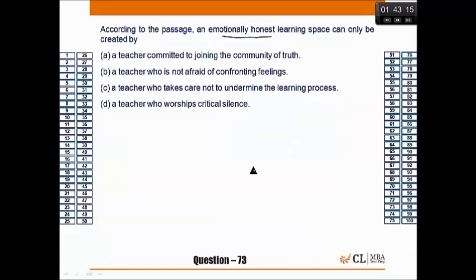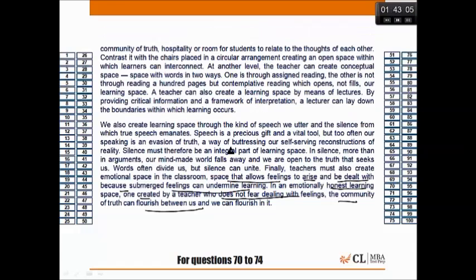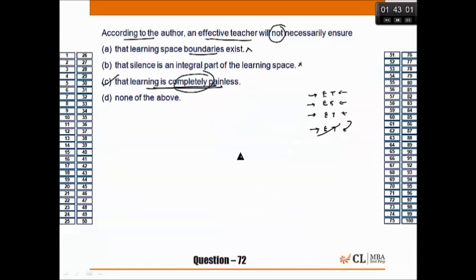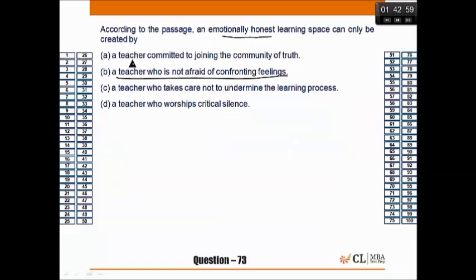Okay, which one? A teacher who is not afraid... of confronting feelings. Okay, that's what it is. Does not fear dealing with feelings. Okay, great. Anyway, we'll check the other ones. A teacher committed to join in the community of truth. What does that mean? A teacher who takes care not to undermine the learning process. Vague statement. A teacher who worships critical silence. Oh, no, not mentioned in the passage.